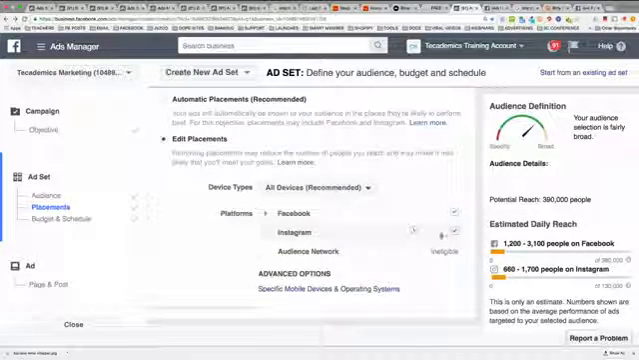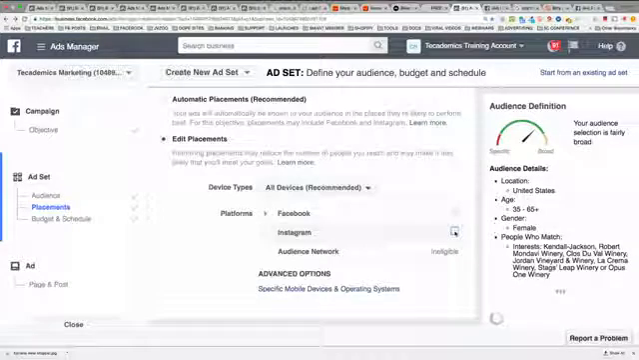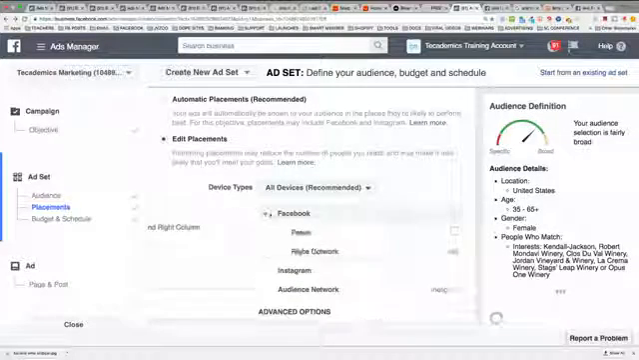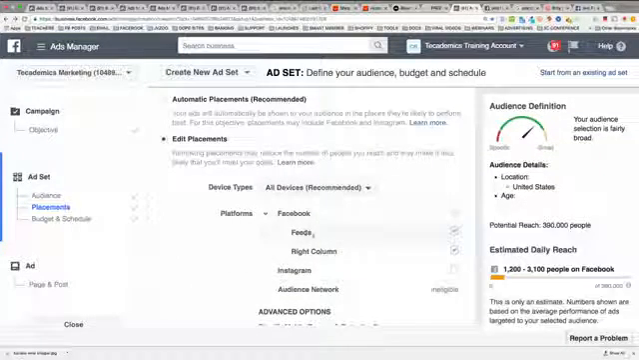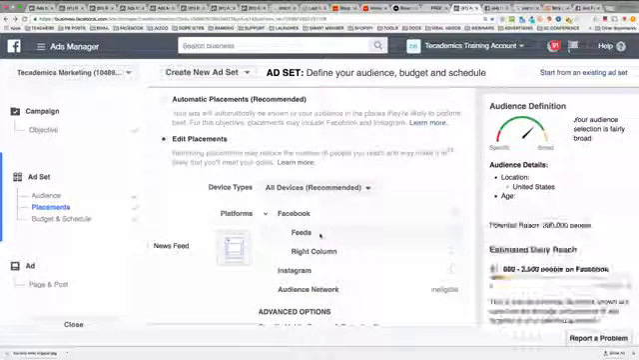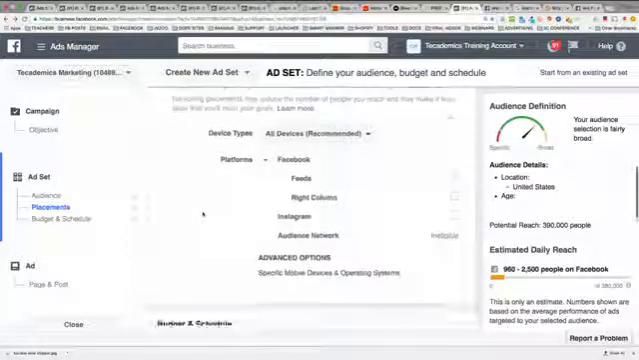Right now, it's going to put that ad up on Instagram. You may or may not want that. If you don't want it, just uncheck that box. Now it's not on Instagram. Now the ad is just being shown in feeds, mobile and desktop, and on the right-hand column. Let's say I don't want it on the right-hand column. Now I just have it in the news feeds, mobile and desktop. Okay, I could do that if I want.